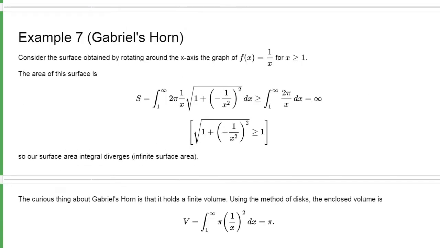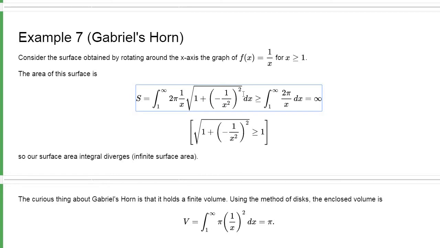All right. I think this is our last example, Gabriel's horn. We're going to rotate around the x-axis the graph of 1 over x for x greater than or equal to 1. So there's no upper bound here. The area of the surface is the integral from 1 to infinity of 2 pi times the function, since we're rotating around the x-axis again, times the square root of 1 plus the derivative of 1 over x, which is minus 1 over x squared, squared.